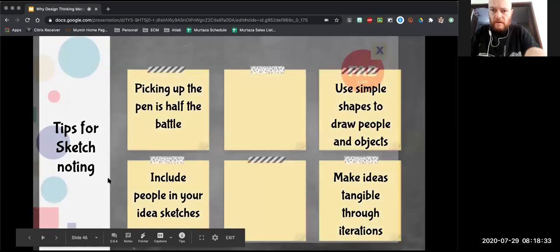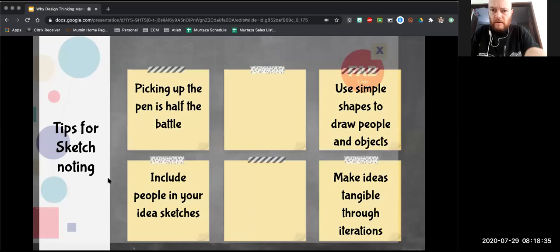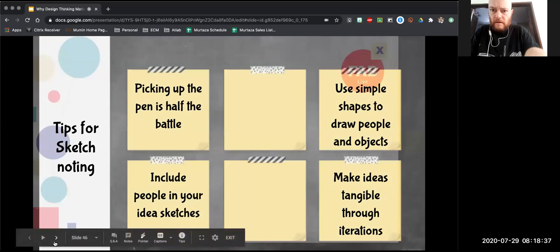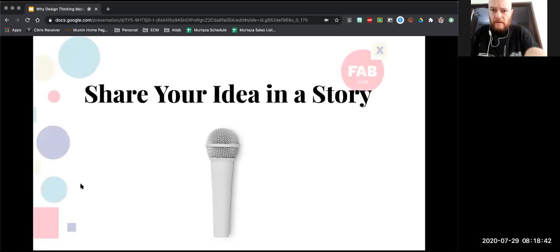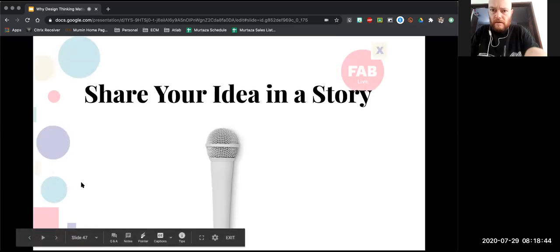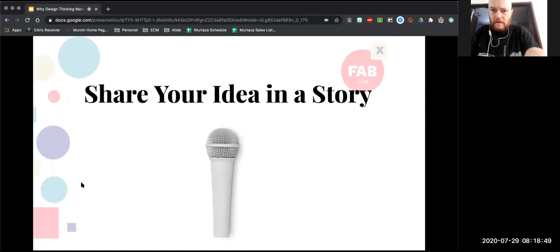Okay, so some quick tips. Again, as I mentioned, picking up a pen is half the battle. Get some people, draw some shapes, with people and objects. Now, the last part of today's design thinking taster session is about sharing your idea in a story. A design or an idea just remains a design or an idea if you're not able to share your story, to sell your story. So what I want you to do is, you have a design, and I can pick on Mark because I remember his whiteboard.